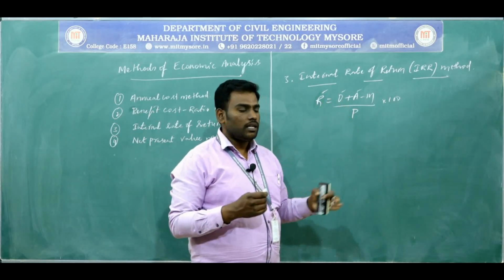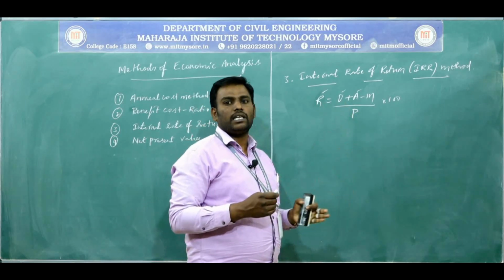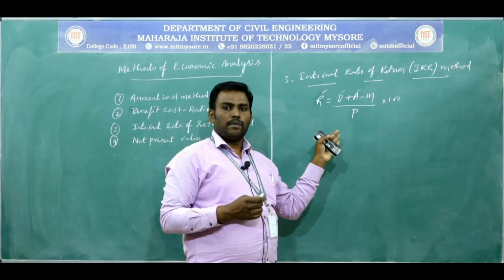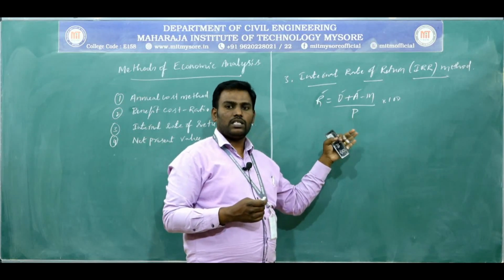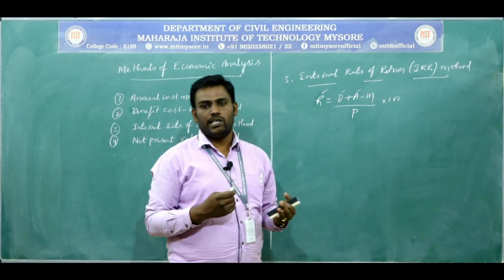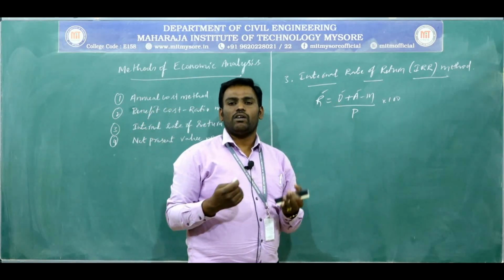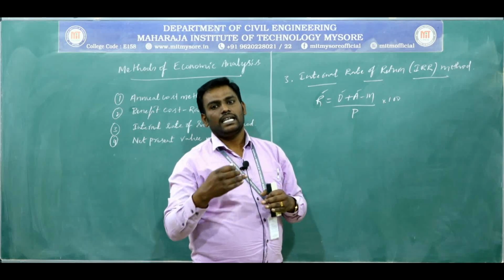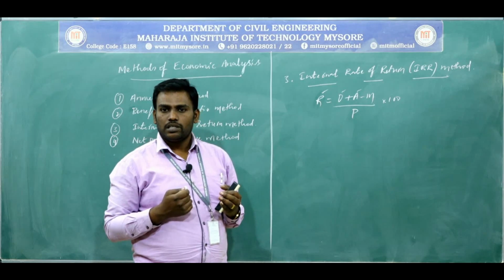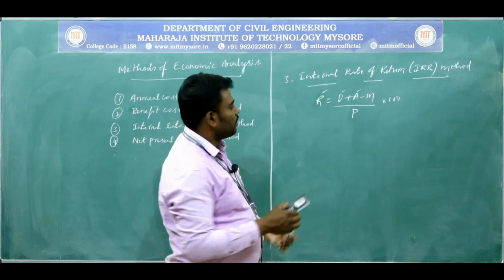Whatever percentage of rate of return is obtained from this relation, they are going to compare it with the market value of interest. If the percentage of rate of return obtained from the relation is greater than the market value of interest, then that proposal will be accepted. If it is less than the market value of interest, then the proposal is discarded. Is it clear? This is regarding the internal rate of return method.